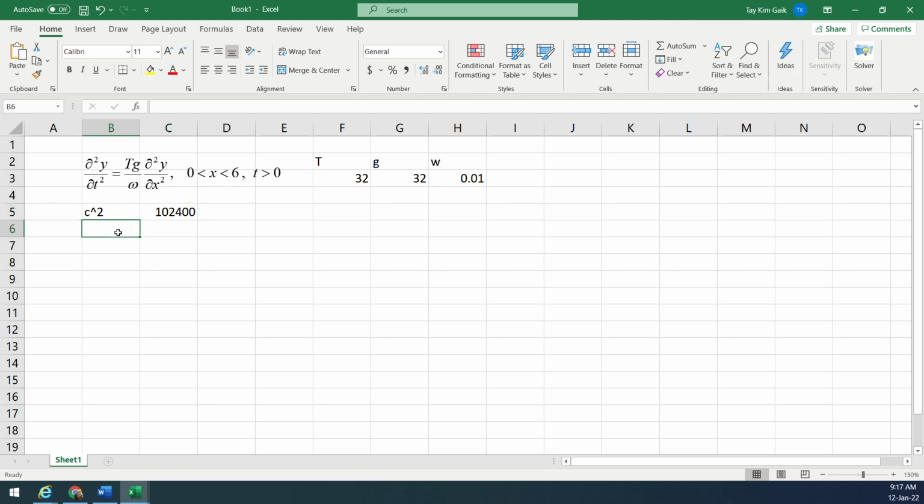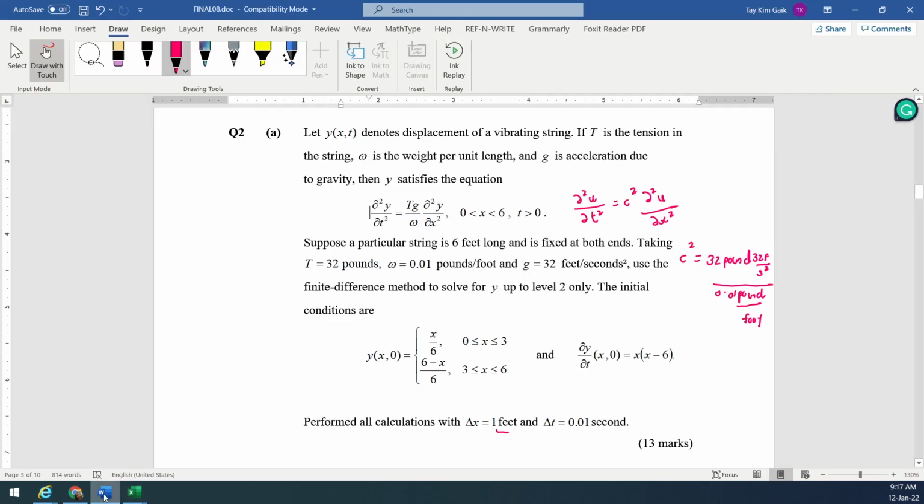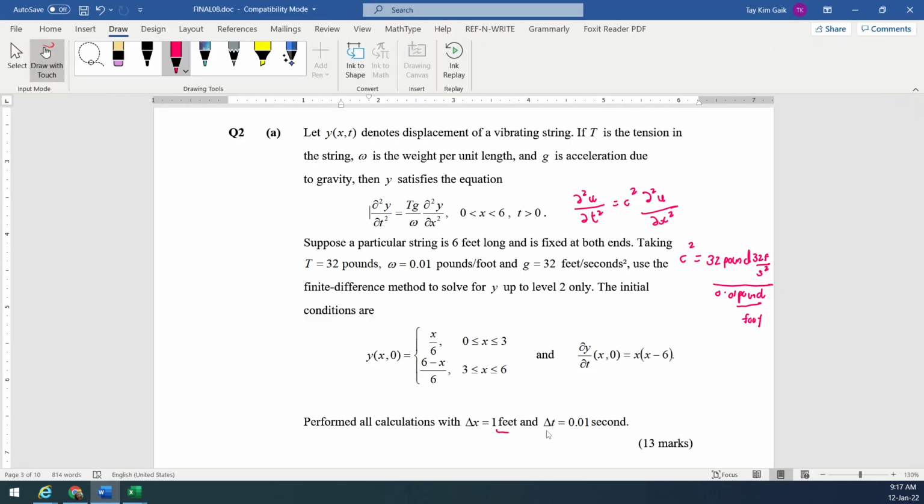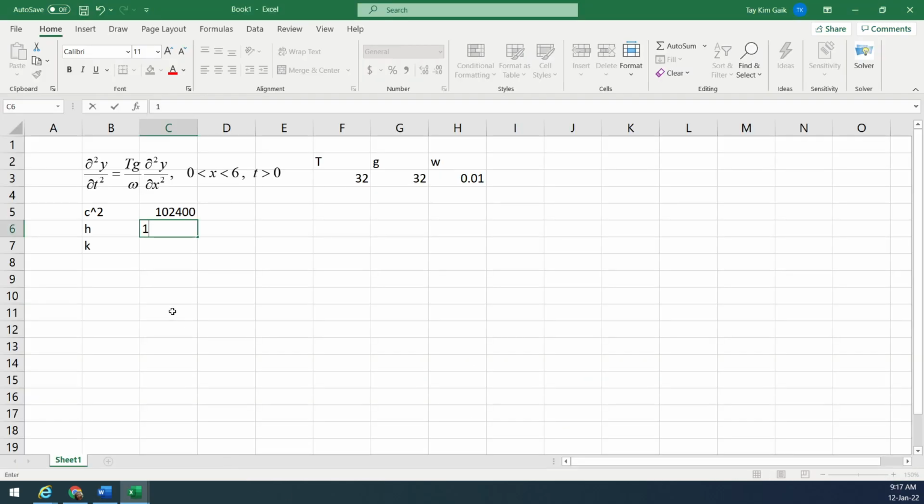And then let's say the h and the k. h is delta x, which is 1 foot. h is 1. k is delta t, which is 0.01 up to level 2. It is 0.01.